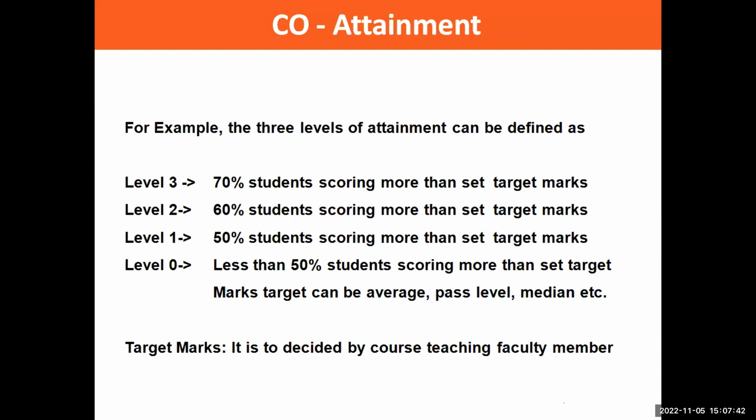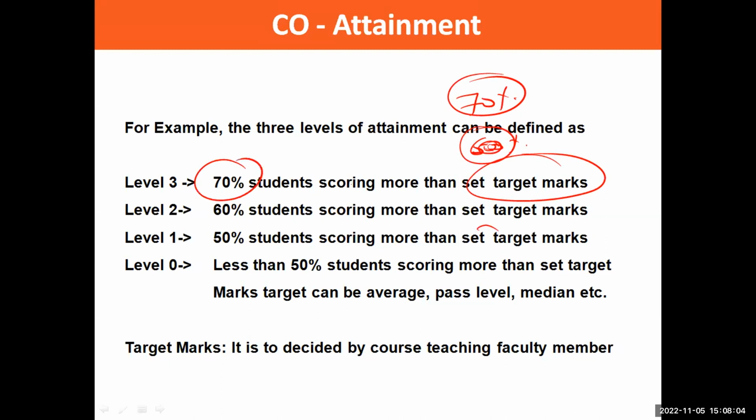And here I'm talking about the target marks, right? If you say the target marks is suppose 50%, or it should be 60%, that freedom is with the respective course teacher, right? 50%, 60%, 70%, it all depends. So I usually suggest starting with 50% and seeing the attainments. And what is attainment? Suppose 70% of students achieve more than 60%, which is the set target, right? Then level number 3 has been achieved.